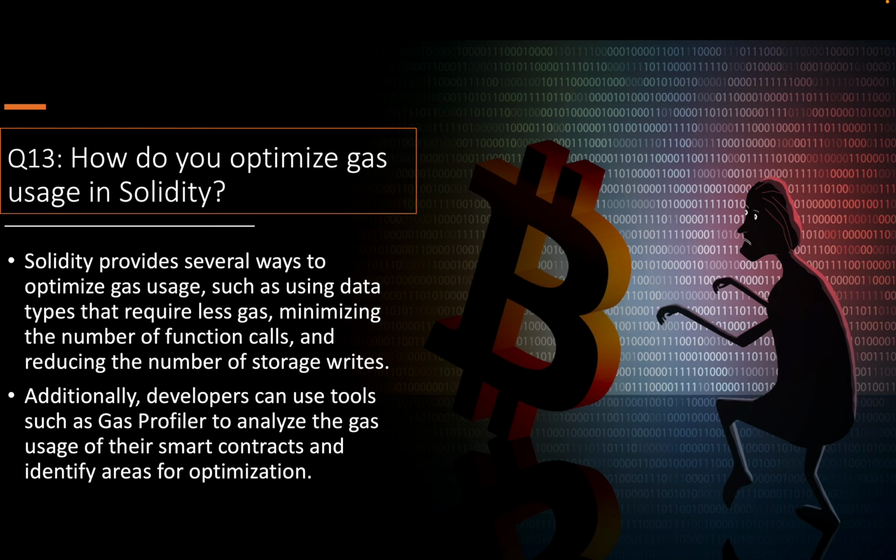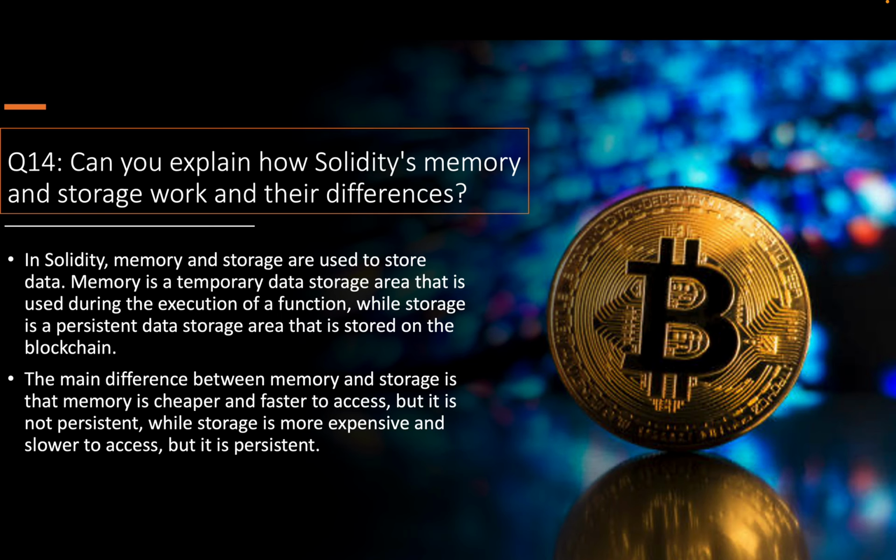Question number 13. How do you optimize gas usage in Solidity? Solidity provides several ways to optimize gas usage, such as using data types that require less gas, minimizing the number of function calls, and reducing the number of storage writes. Additionally, developers can use tools such as Gas Profiler to analyze the gas usage of their smart contracts and identify areas for optimization.